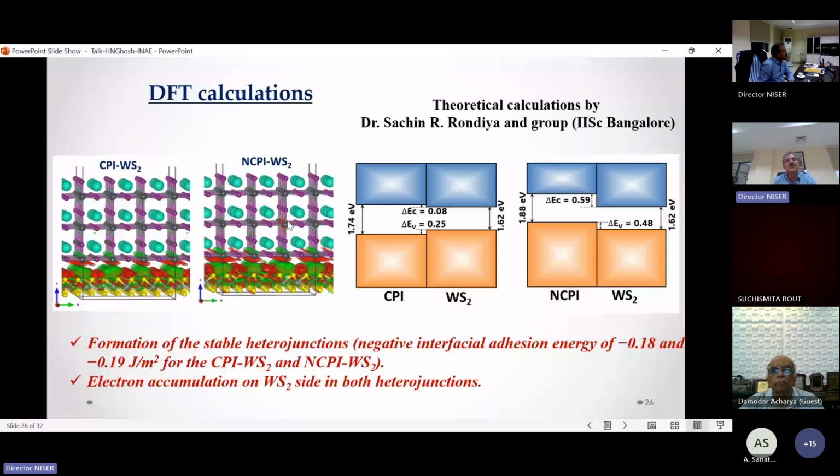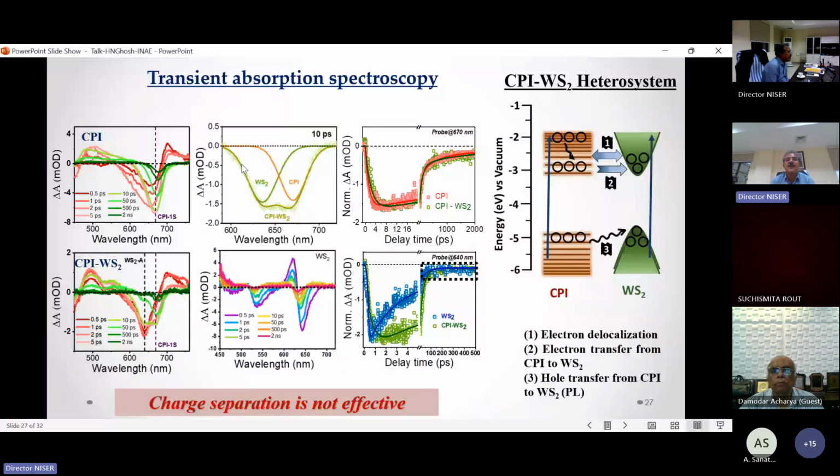Now we did transient absorption studies of CPI, and at 10 picoseconds, for CPI WS2 you can deconvolute the peak. You can see the peaks for both WS2 and CPI because you are exciting both of them. And then you monitor the kinetics. You can see it's pretty similar at 670, so basically the electron is delocalized. But at 640, CPI WS2 is much slower and WS2 is faster. So it suggests that some kind of hole transfer can take place.